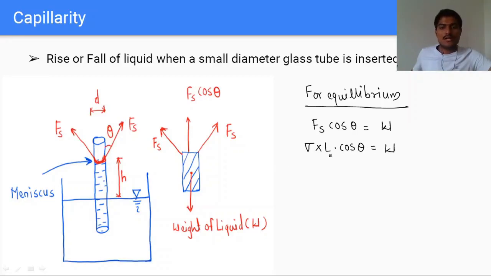This L is the length over which surface tension is acting. Since the diameter is small d, the surface tension force acts over the periphery or perimeter. So we can replace L with pi d, the periphery, into cos theta equals W. W is nothing but the weight of the liquid. Which weight?